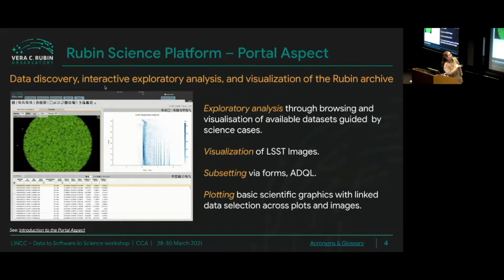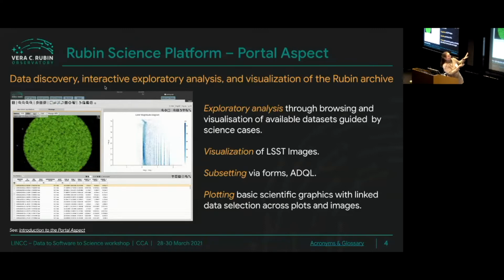This shows you the portal aspect, which is designed for discovery and interactive exploratory analysis. And here you see an example of a query that's being conducted, a cone search through a region. You see the data plotted, a color magnitude diagram on the right, and then you see all the data points. This allows you to just execute quick queries and have a look and explore the data a little bit. You can visualize images. You will be able to visualize LSST images, and this was created using ADQL. So you use forms, subsetting, ADQL to get your data sets.